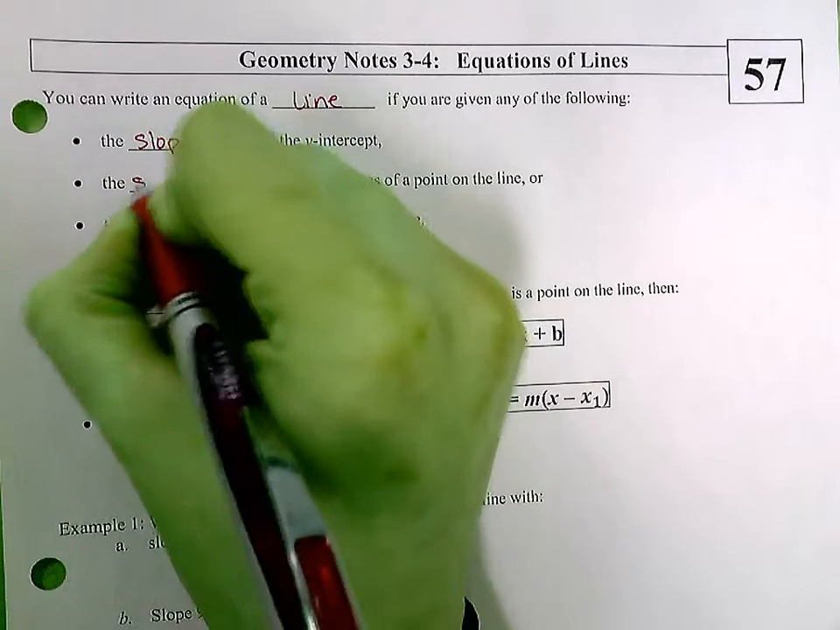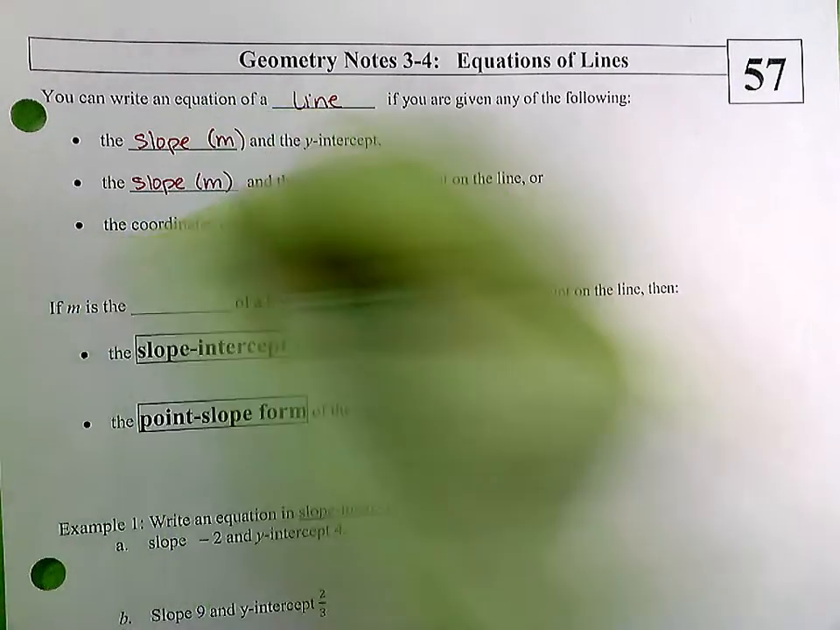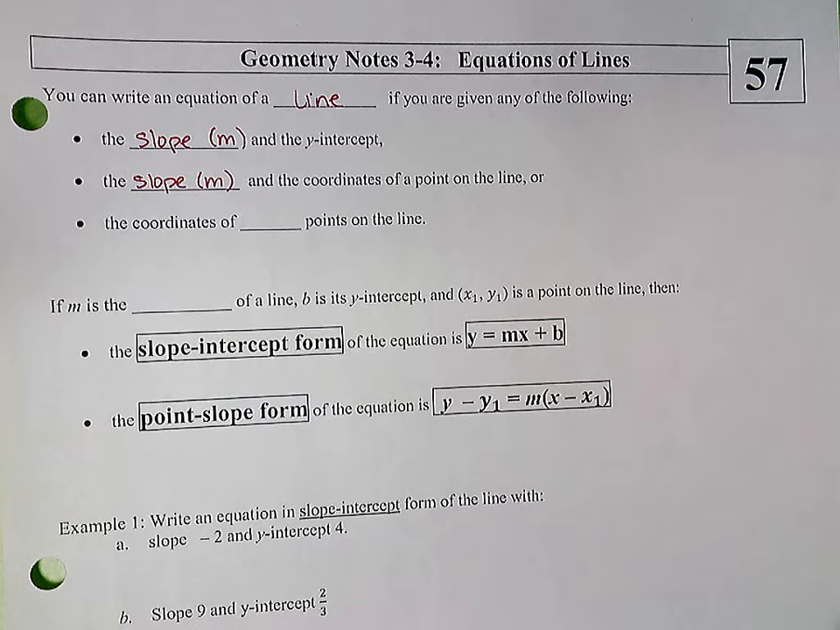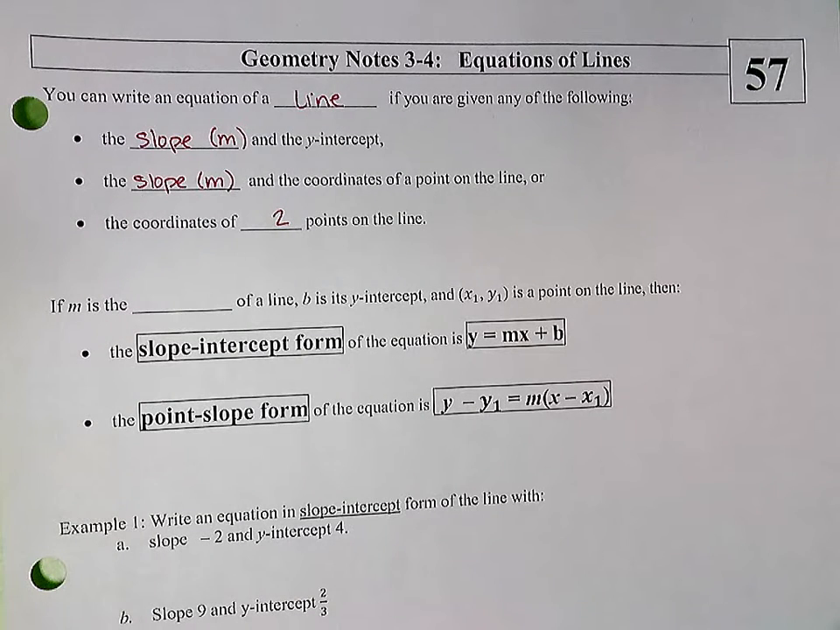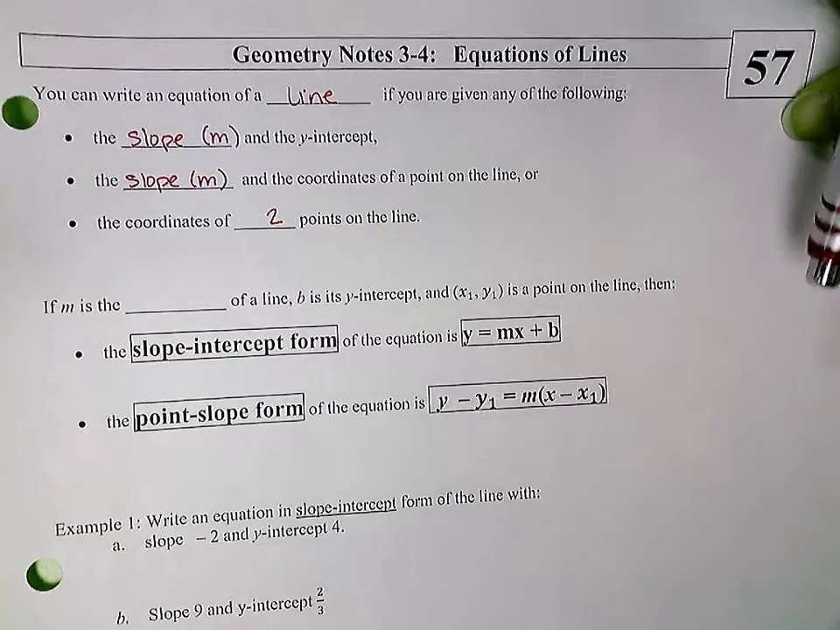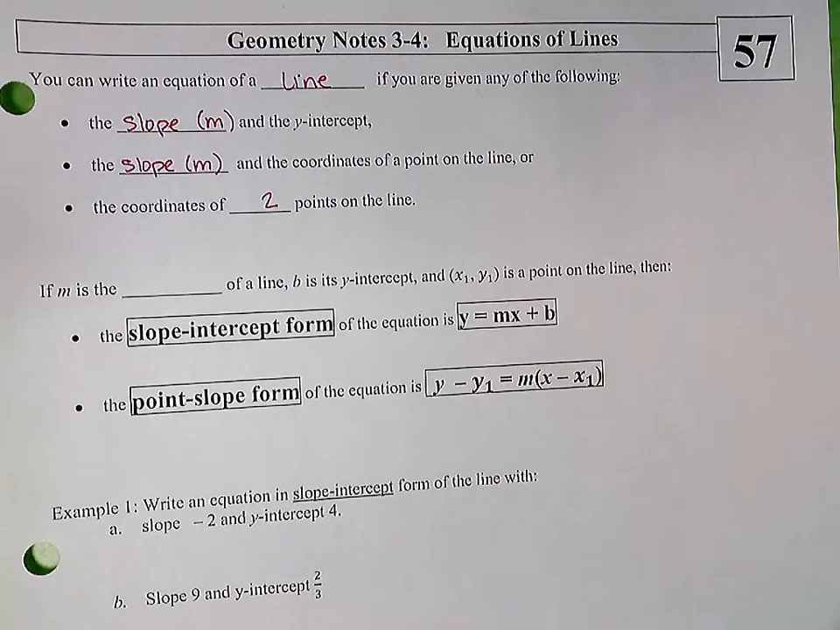If you're given the slope and the coordinates of a point on that line, you can write an equation of a line. The last one, if you're given the coordinates of 2 points on that line, you can find the slope, and then you can use one of those points to find the equation of that line as well. Okay, so those are the things that you need to look for when you're finding an equation of a line.